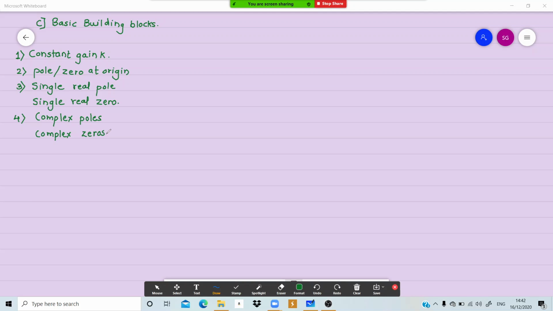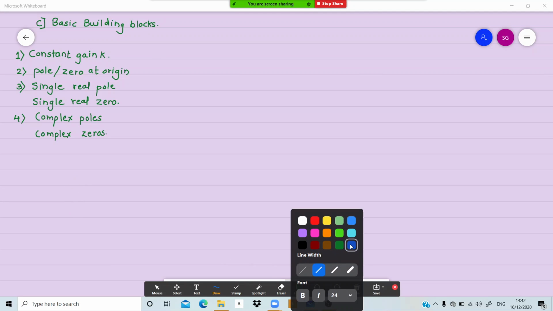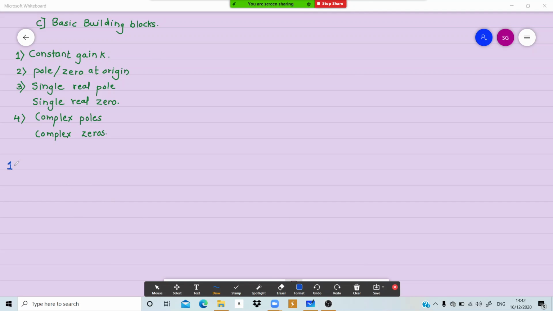So now what we are going to do, we'll go one by one for the individual one, correct? And we'll try to see what will be the Bode plot for those components, correct? Yeah. So we are going for the first one, and that is constant gain K. Yes, let me make a partition.